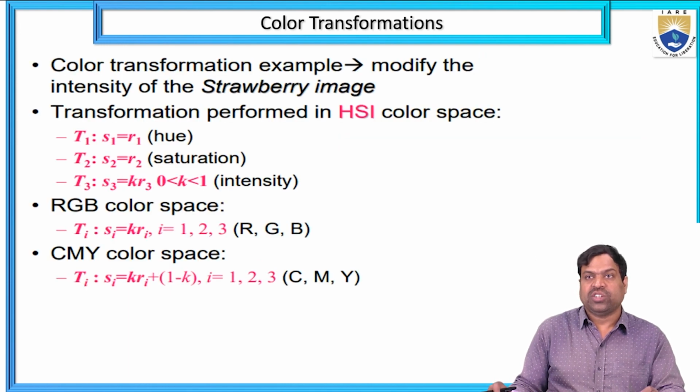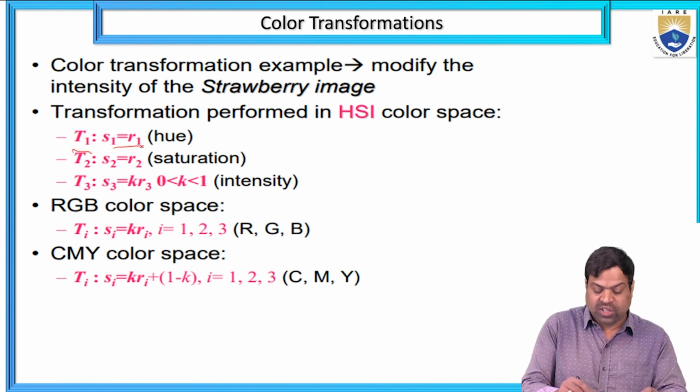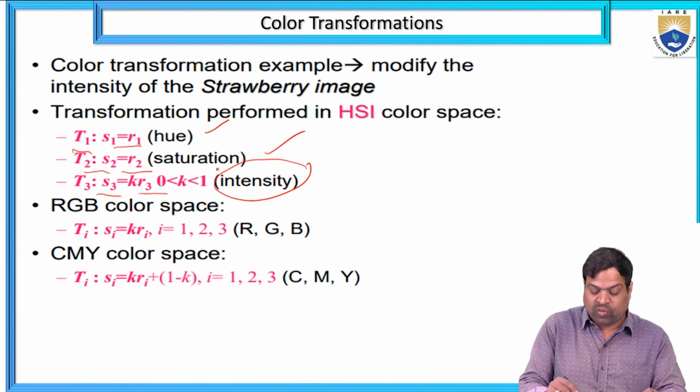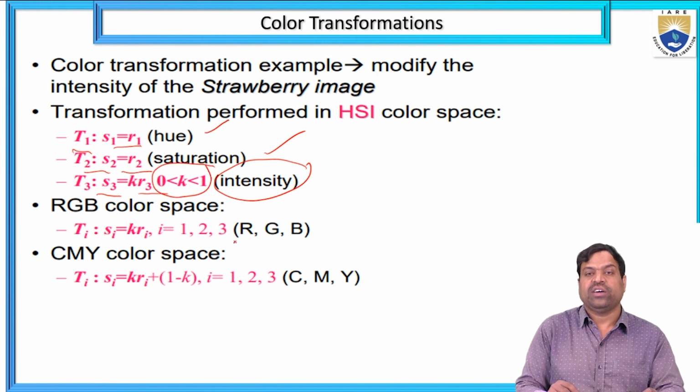So, for the color transformation example, I am taking the strawberry image from the previous one. T1 equal to S1 equal to R1, hue. T2 equal to S2 equal to R3, saturation. T3 equal to S3 equal to K R3. It is the intensity. What is the condition? 0 is less than K and K is less than 1.